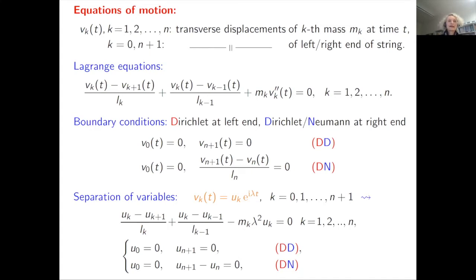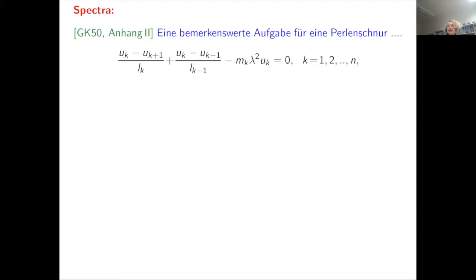Now, in the appendix of the Gochberg-Krein second edition, which appeared in 1950, the title of this appendix has two parts, and the first part especially reads nicely in German. It says, "Eine bemerkenswerte Aufgabe für eine Perlenschnur." So that's also a little bit old-fashioned German. Translated literally, it means a remarkable problem for a string of pearls.